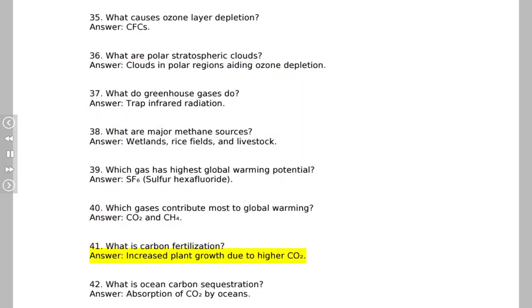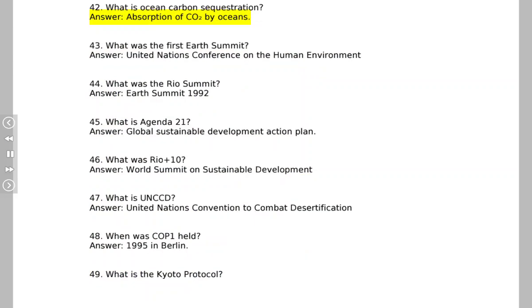41. What is carbon fertilization? Answer. Increased plant growth due to higher CO2. 42. What is ocean carbon sequestration? Answer. Absorption of CO2 by oceans. 43. What was the first Earth Summit? Answer. United Nations Conference on the Human Environment. 44. What was the Rio Summit? Answer. Earth Summit 1992.